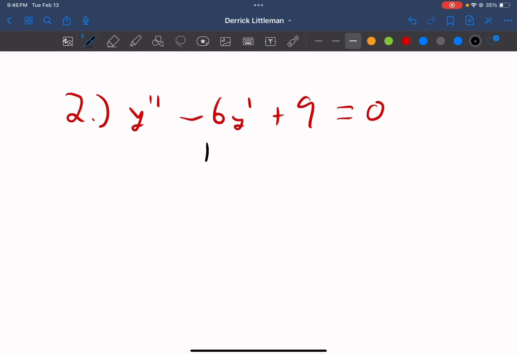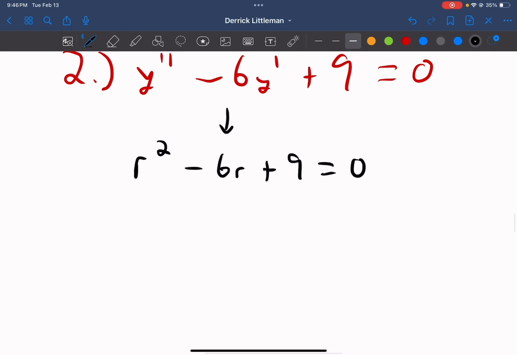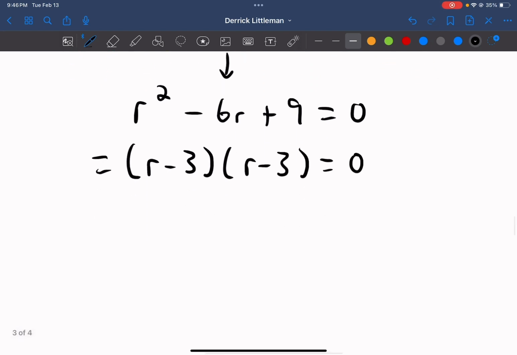Now let's do the same thing and write down the characteristic equation. That would be r squared minus 6r plus 9 equals 0. And now if we factor, we will get r minus 3 times r minus 3 equals 0. And now here we have only one real root, and that is r equals 3.